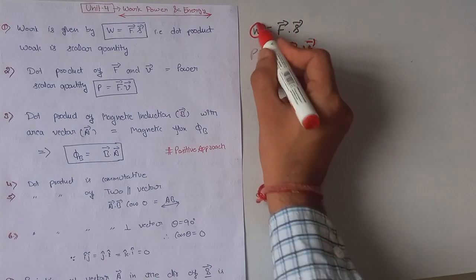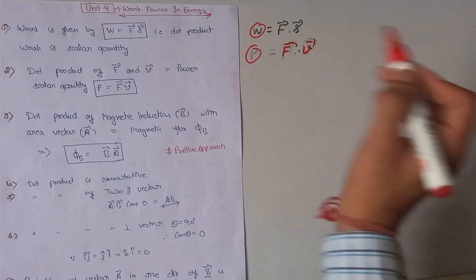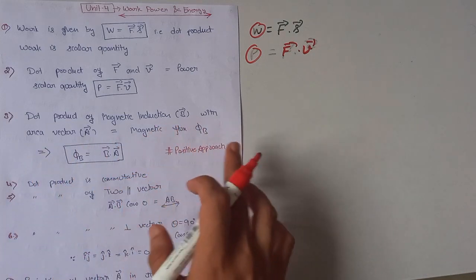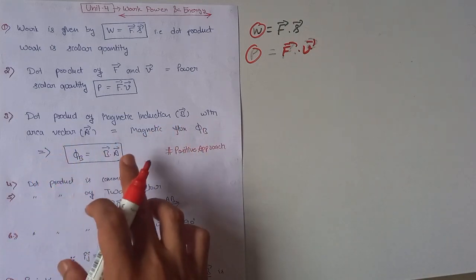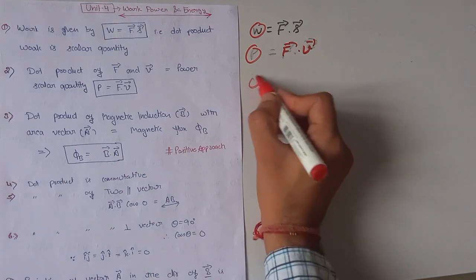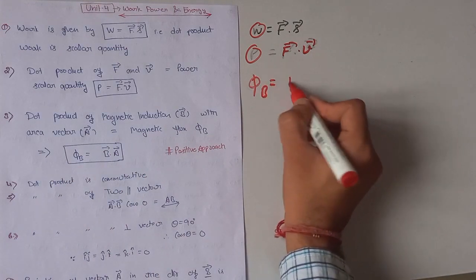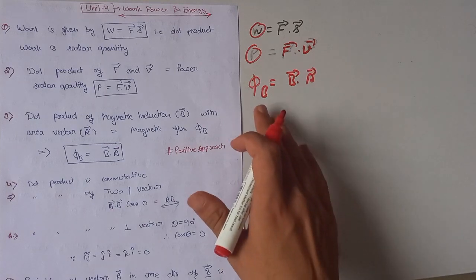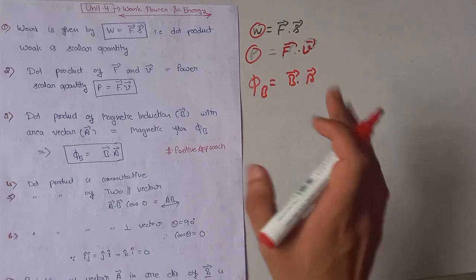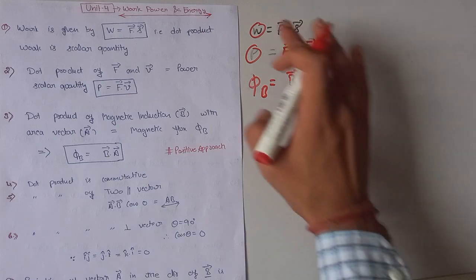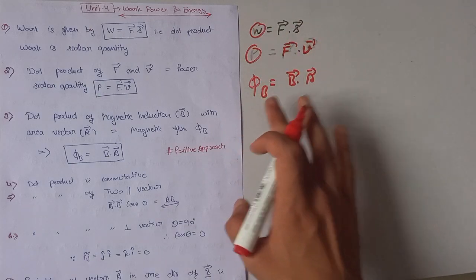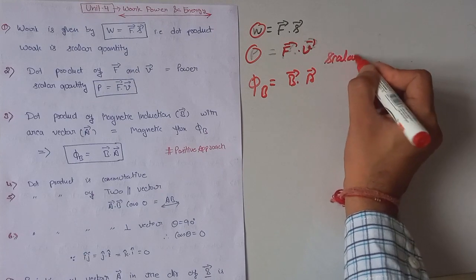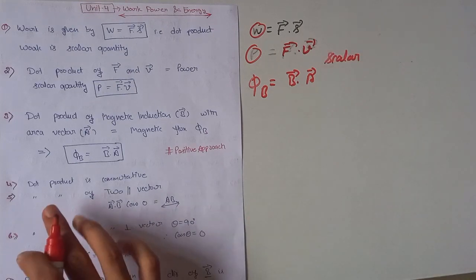So work done is a dot product, power is also a dot product, and the dot product of magnetic induction B with area A is equal to magnetic flux. Magnetic flux phi B is equal to the dot product of magnetic induction and area. This magnetic flux is also a dot product, and all these quantities, work, power and magnetic flux, are scalar quantities. Now, what is a dot product?